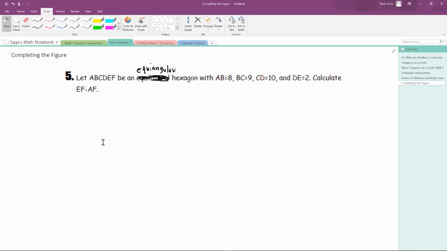All right, so hopefully you guys have had enough time to think about the problem. So we're gonna quickly continue. If we start by drawing the hexagon A, B, C, D, E, F, then it should look something like this. Excuse my poor drawing skills, but yeah. If we label all the sides, we know that AB is equal to 8, BC is equal to 9, CD is equal to 10, and DE is equal to 2.